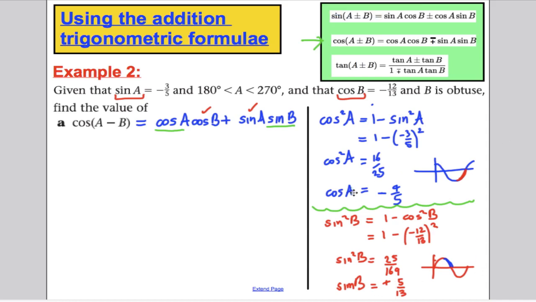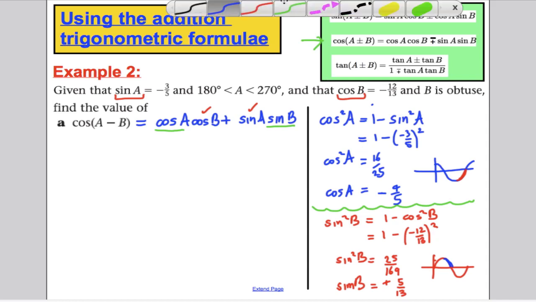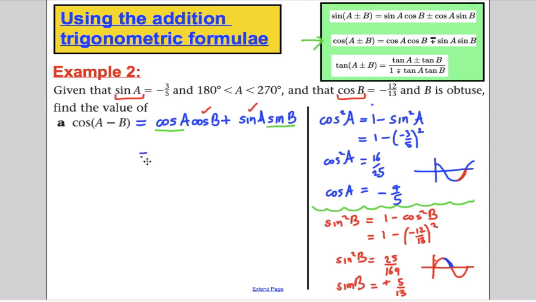So we found cos A, we found sine B, we were given sine A, we were given cos B, we can plug it in and now work it out. So let's have a go. Cos A, well, cos A is negative 4/5 times cos B, which we have is negative 12/13.